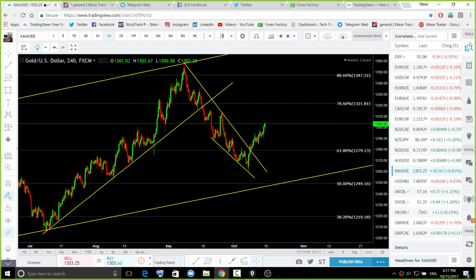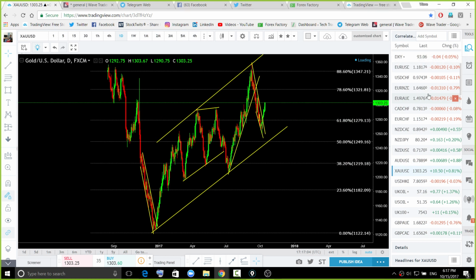So gold, search for a continuation formation. Gold is rising. A couple of my traders are holding long.